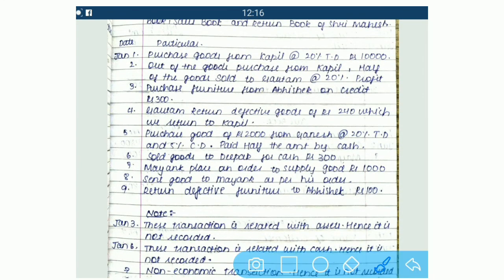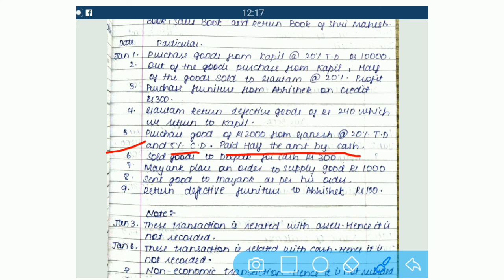Next is purchase goods of rupees 2,000 at 20% trade discount and 5% cash discount, paid half the amount by cash. Now this is our fully credit transaction. Why? As I said in the rules, when half the transaction is in cash and half is in credit, then the full transaction is considered as a credit transaction. That means we are not concerned with the 5% cash discount as well as the payment of half the amount by cash.